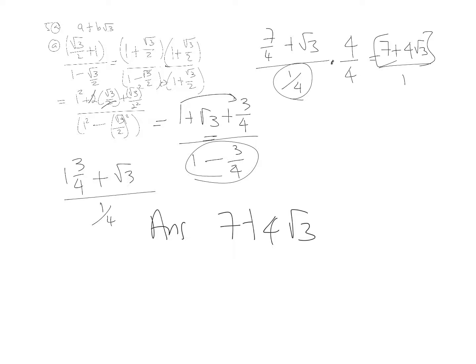So now we have it in the form a plus b root 3, in which case a is 7 and b is 4. Okay, so that is question 5a. Let's do question 5b. Okay, this next question is 5b.